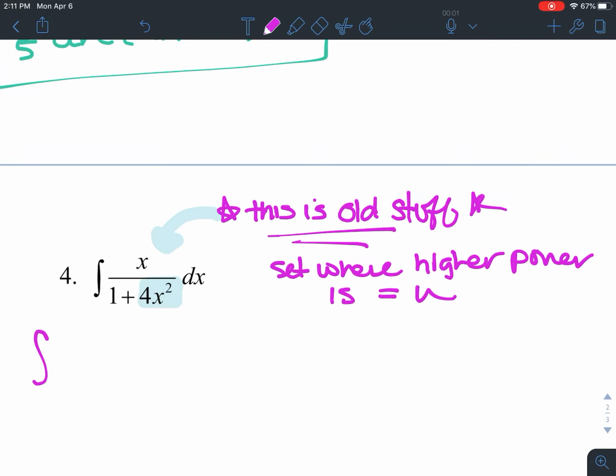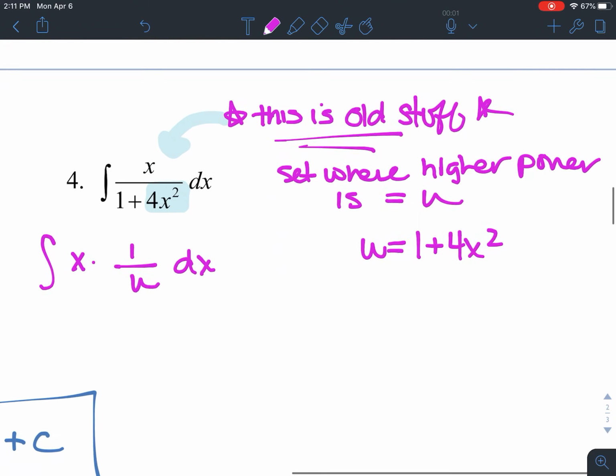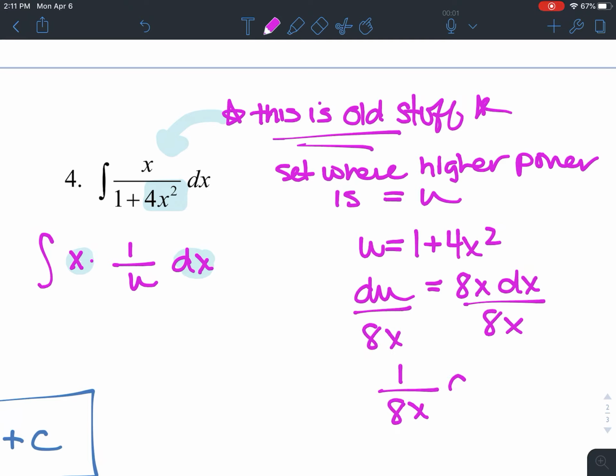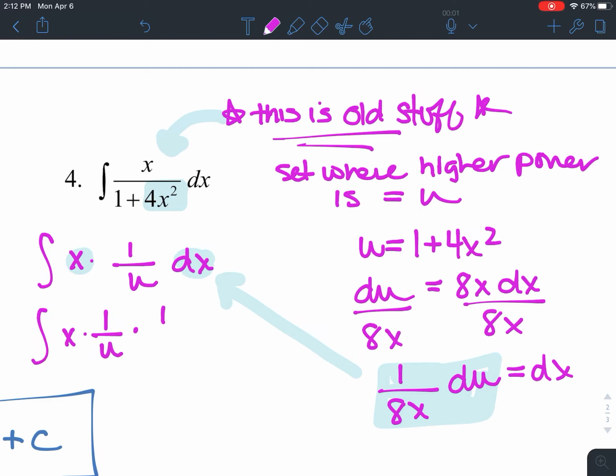Okay, so now I've got x times 1 over u dx. So u equals 1 plus 4x squared. Du, so we've got this problem of dx and x. Du equals 8x dx. Divide by 8x, divide by 8x. 1 over 8x du equals dx. Let's sub this in for dx and only dx. So now I'm integrating x times 1 over u times 1 over 8x du.